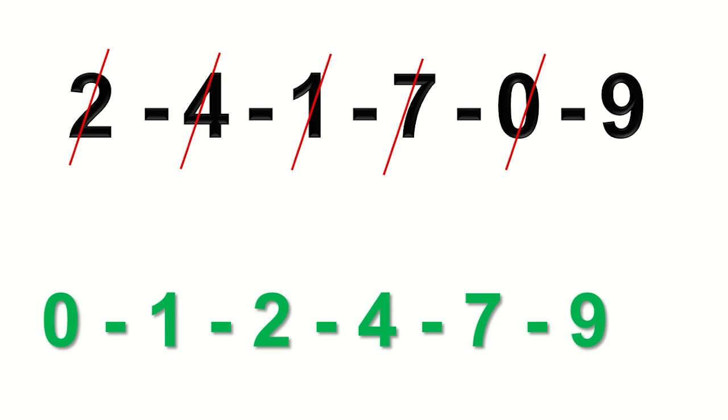So as you can see, we have drawn a line over all our numbers. So the sorted numbers are as below: 0, 1, 2, 4, 7, and 9. And finally we have solved our problem.